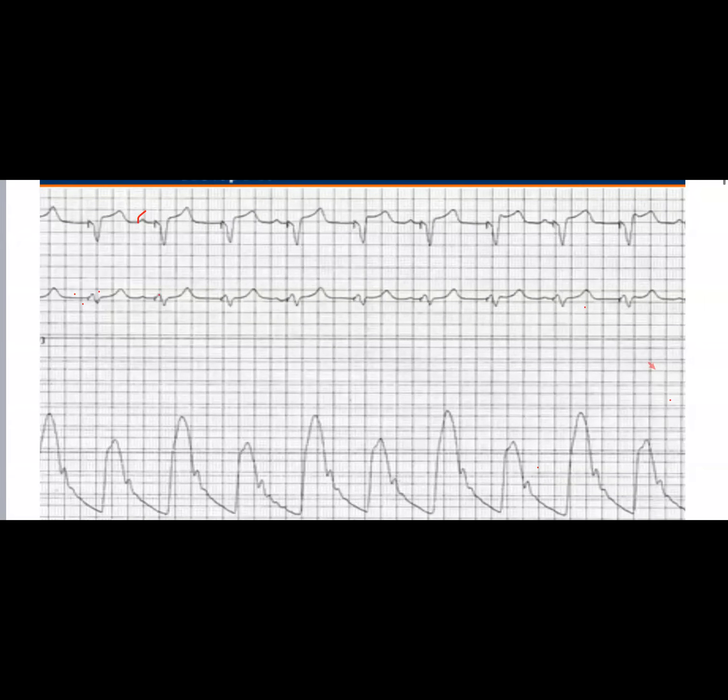Do I consider this AV dissociation? Not really, because this is a pacemaker and it's pacing the ventricle only, and it's pacing the ventricle nicely. The only problem we have is that sometimes we have a P wave and sometimes we don't. It's not pacing the atrium, single chamber. Okay.